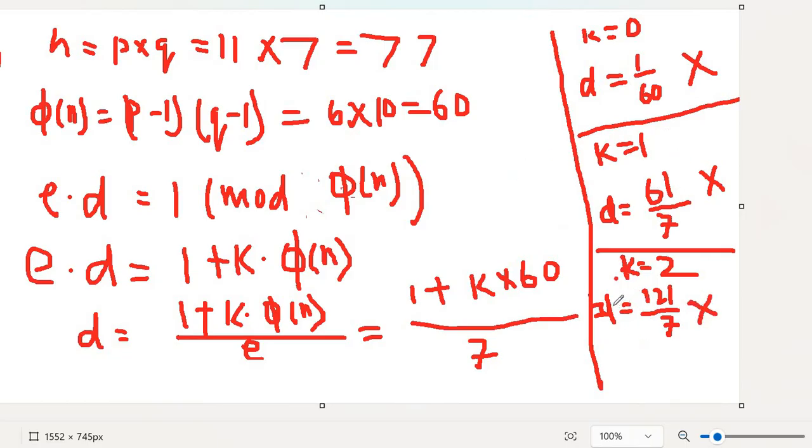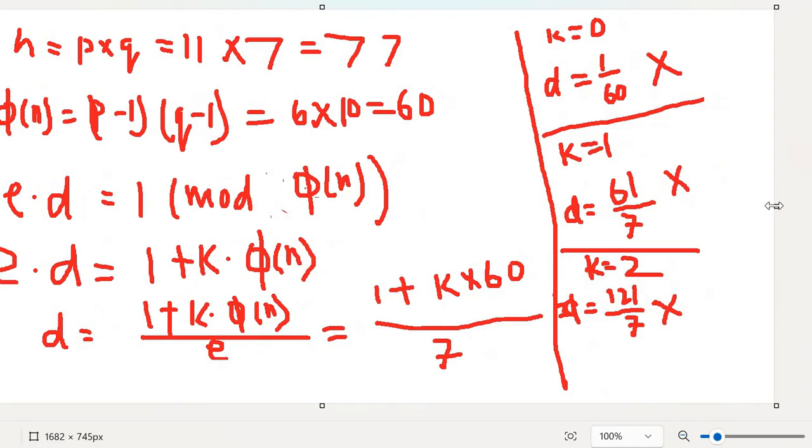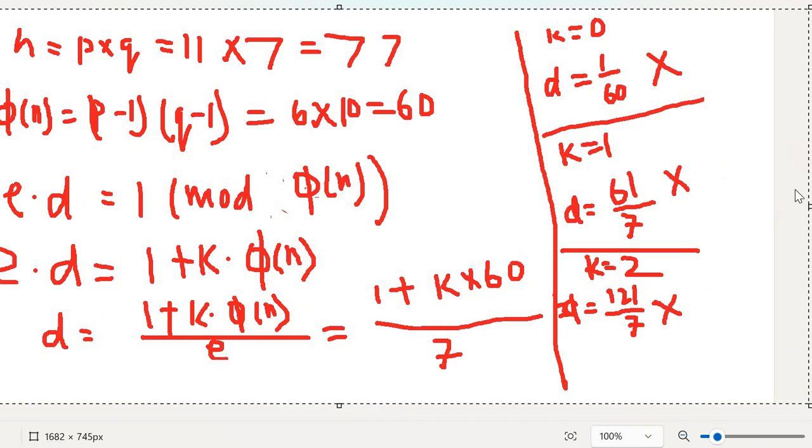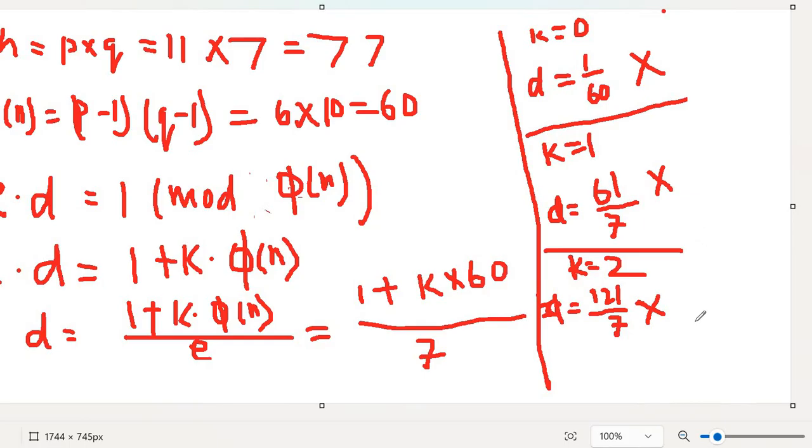So we will discard. I hope you are getting my point, that we have to try different values of k starting with 0. So 0, 1, 2, like that, until we are getting a complete integer value for d. Okay. So next, k is 2 we have checked, for k is 3 we will be doing. Let me do it quickly.